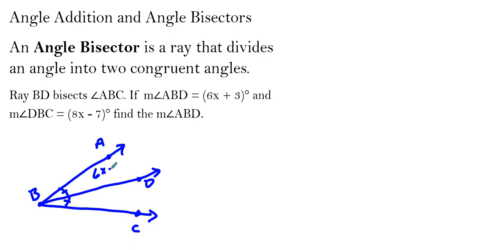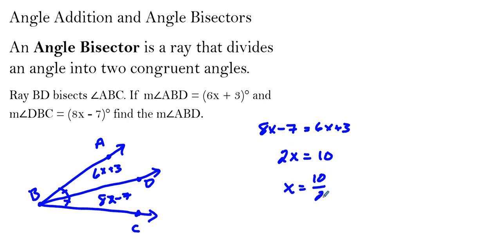6x plus 3 is ABD. And angle DBC is 8x minus 7. So if we want to find out what x equals, we can say that these two angles are equal to each other. Their measures are equal, so we have 8x minus 7 equals 6x plus 3. So that becomes 2x equals 10. When we algebra that out, we get variables on one side, numbers on the other. So x is going to equal 10 divided by 2, or 5.